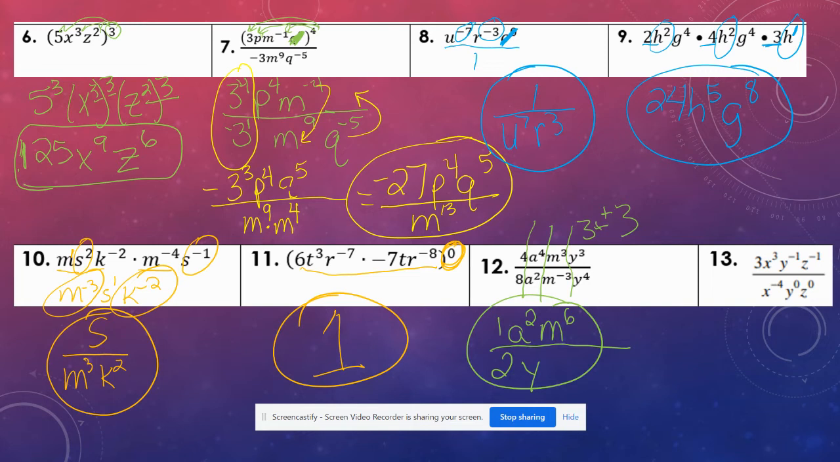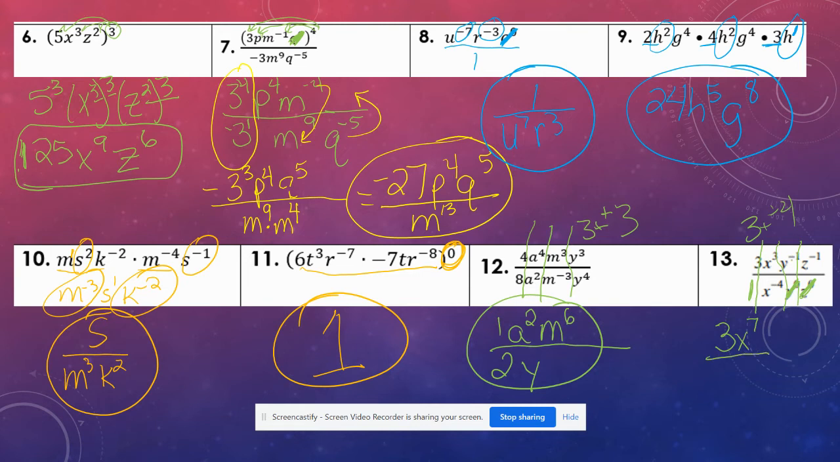Number 13. Y to the 0 on the bottom is 1. Z to the 0 on the bottom is 1. All right, now we can work on cleaning up some more of this stuff. So 3, there's a 1 on the bottom. 3 over 1 is just 3. The x to the negative fourth can pop up to the top, or we can say division means we subtract, and 3 minus negative 4 is really 3 plus 4, which is x to the 7th.